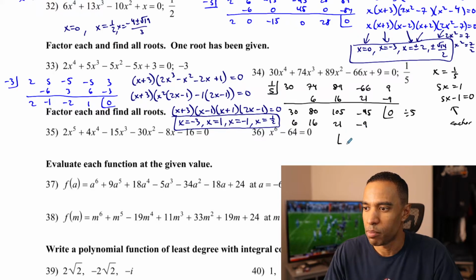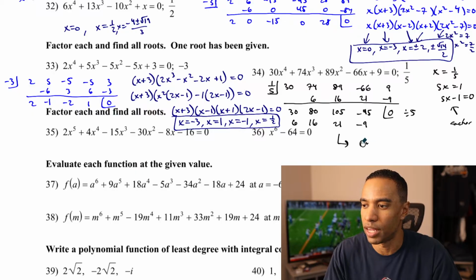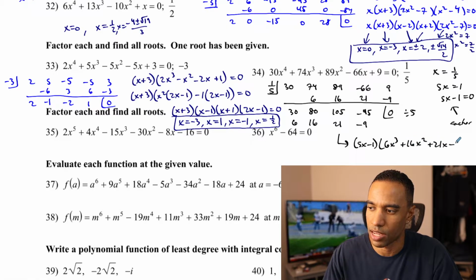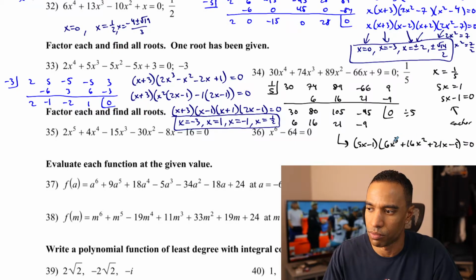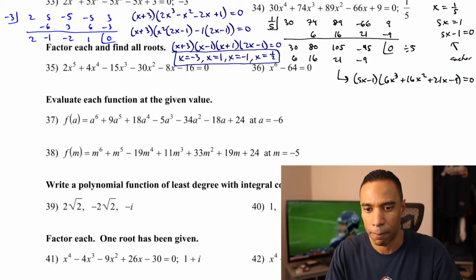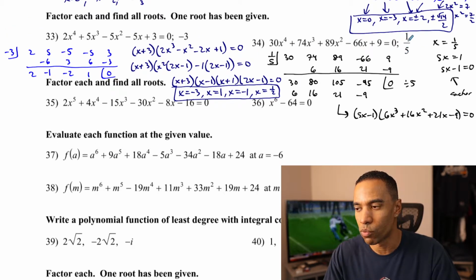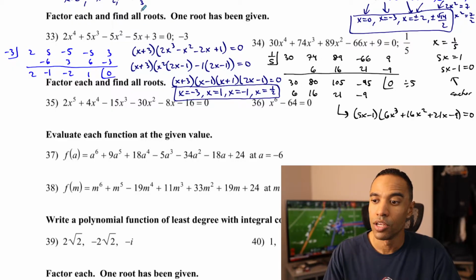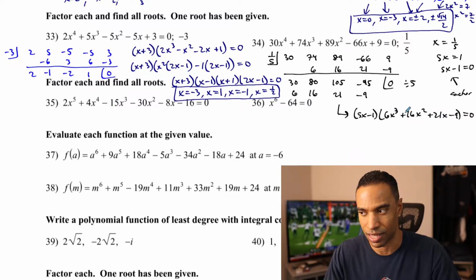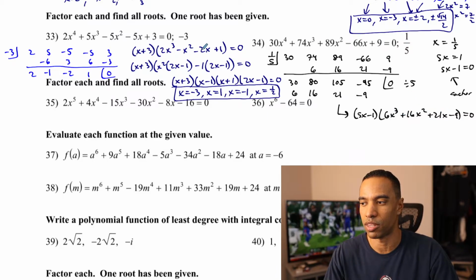So this has now become 6x cubed. I'm sorry, this is 5x minus 1 times 6x cubed plus 16x squared plus 21x minus 9. This all equals 0. Now this does not look like you can factor by grouping. They only gave us this one root as 1/5 right here, so we have to use rational root theorem to find another root that exists in these. There is no GCF still. There hasn't been, there won't be.